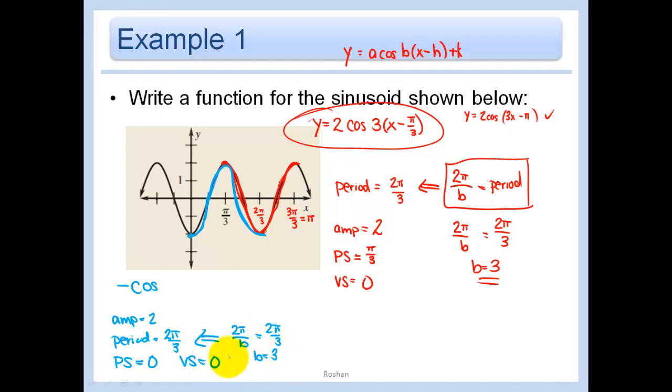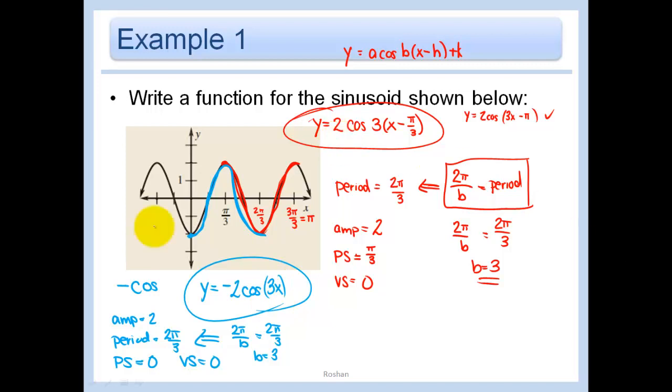But now what I'm going to be doing to write this is I'm going to say y equals, since I was basing it off of the reflection of cosine, I'm going to have negative 2 cosine, and then I have the 3x, and there's no phase shift, and there's no vertical shift. And so this is going to be my final answer. This is equivalent to this.